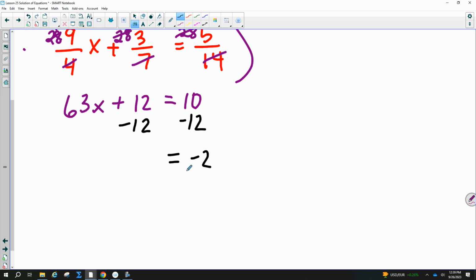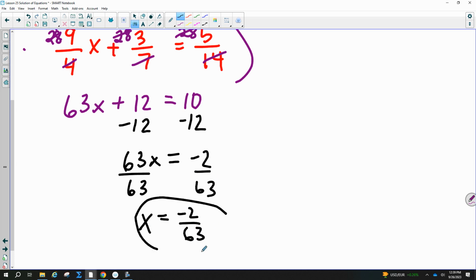I get -2. Weird. Okay. And then I divide by 63 on both sides. So my answer is negative 2 over 63. So I could have solved with fractions. It would have been a pain. So this is faster. Always a good idea.